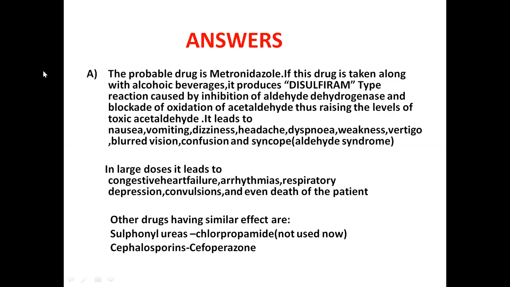Like metronidazole, other drugs having a similar effect: in viva, they will ask what are the other drugs other than metronidazole. Similar effects are seen with sulfonylureas, like chlorpropamide, which is not used now as an antidiabetic. Then cephalosporins, like cefoperazone. In viva, they will ask what are the other drugs causing disulfiram reactions: cephalosporins and fomepizole.